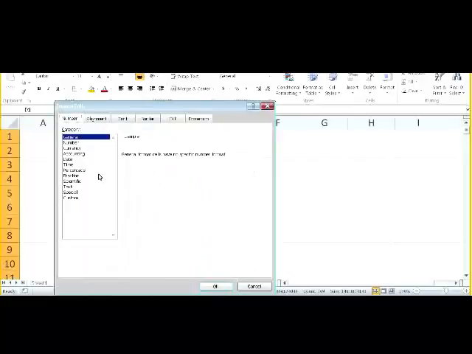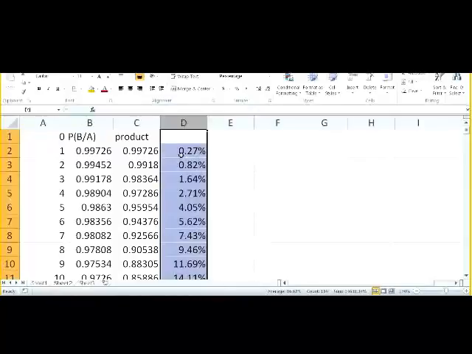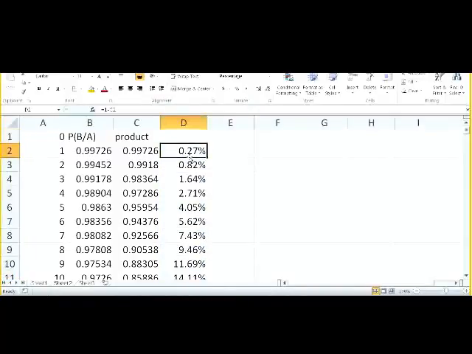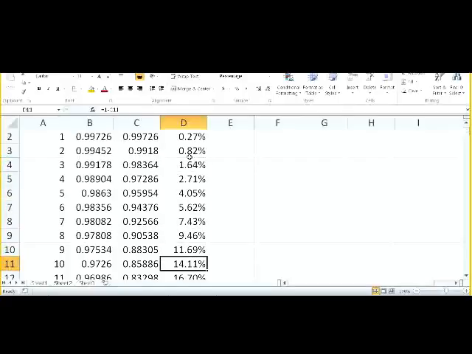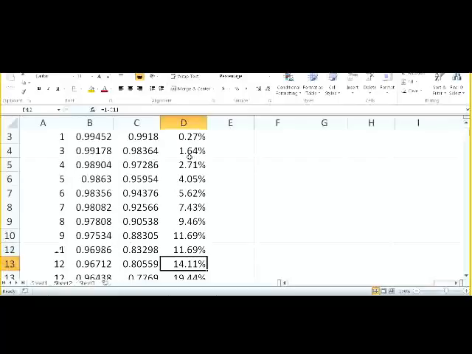Let me go ahead and format this as a percent instead of a decimal. So if you have two people, the probability that the first two people I choose have the same birthday is 0.27%. That's 1 out of 365 basically. But as you add more people, you'll see the probability increases. With a class size of 10, there's a probability of about 14% that two people will have the same birthday.